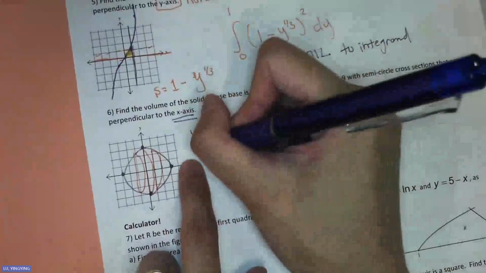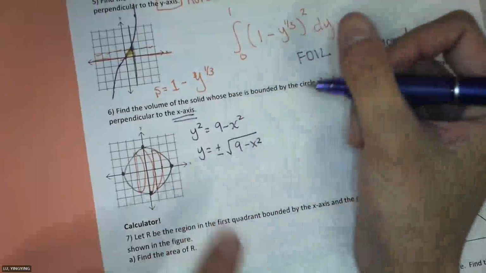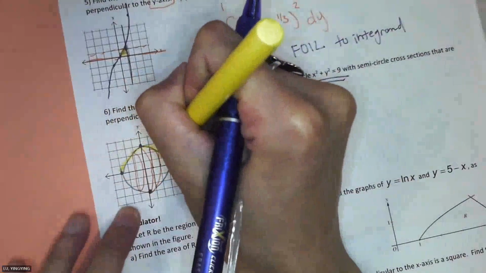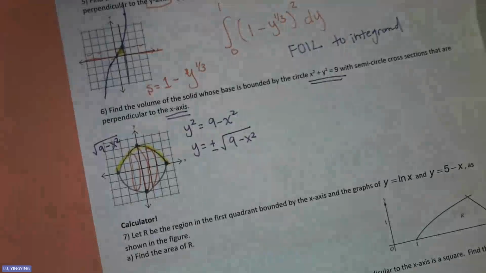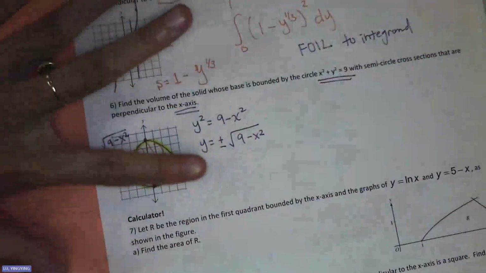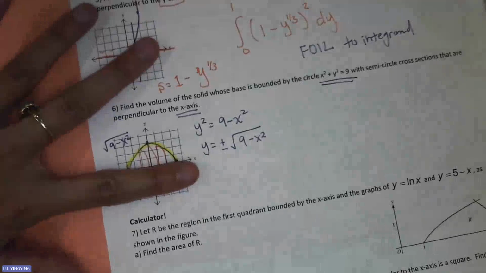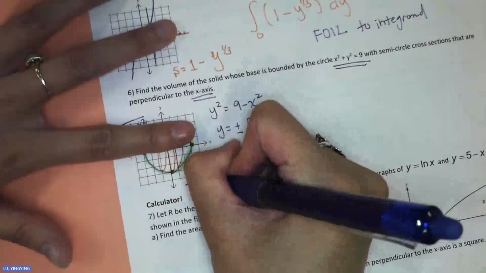Now, when you square root this, you get plus and minus the square root of 9 minus x squared, right? So that's the circle, guys. The top curve is the positive square root of 9 minus x squared. And then the bottom curve, use a different highlighter, is the negative of that. So guys, think about them as two different square root functions. One is the positive square root of 9 minus x squared, and this one is the negative square root of 9 minus x squared.